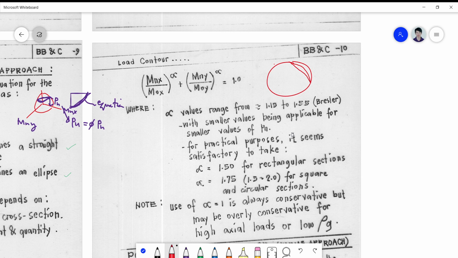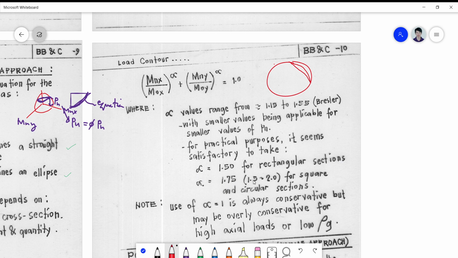So with smaller values being applicable only for smaller values of Pn. So pag medyo small yung Pn mo, punta ka dito. Pag medyo malaki, punta ka doon. So for practical purposes, this is the suggestion of alpha 1.5 for rectangular section. Okay? So dito na 1.75 for square and circular.